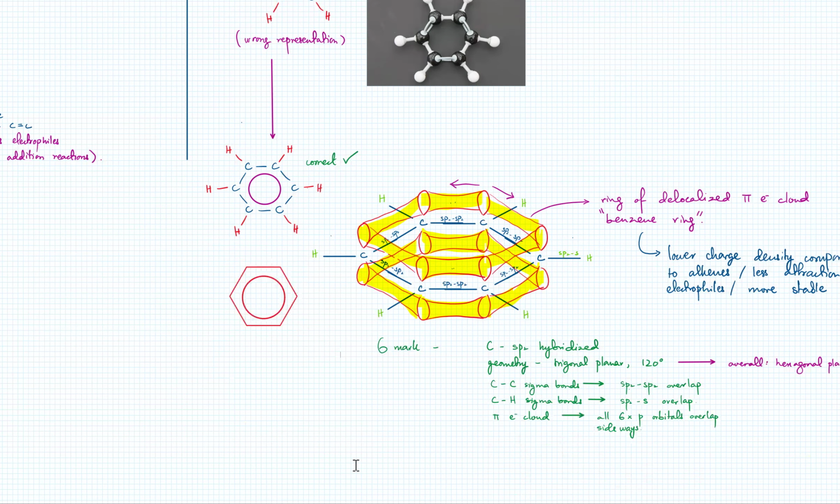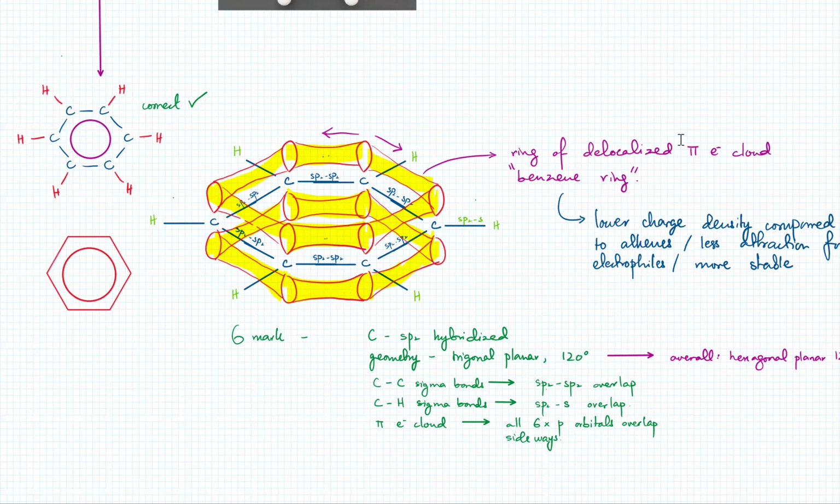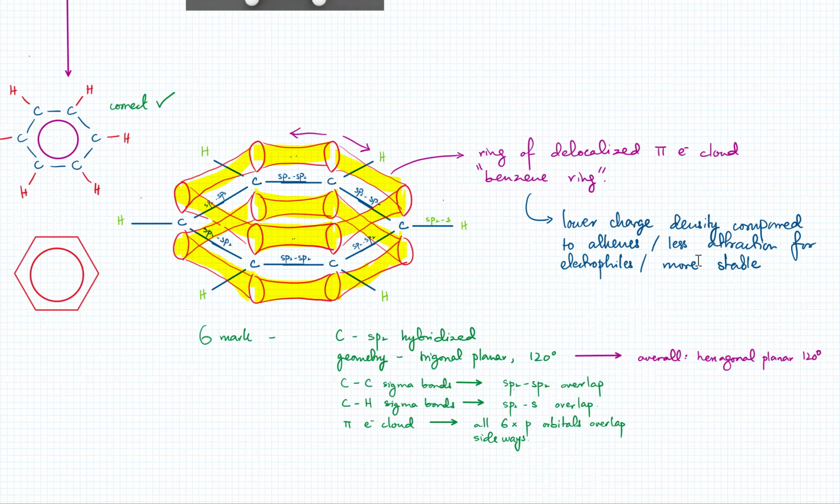And I told you, okay, in benzene, the difference was that the electron density was not very high. It had a lower charge density compared to alkenes. There was less attraction for electrophiles, and therefore it was more stable because it wasn't attracting anyone. It wasn't very reactive, so it was very stable. It wasn't really going to do a lot of things. So it was a lot more stable structure compared to alkenes. Alkenes are way more reactive because they've got a higher charge density.